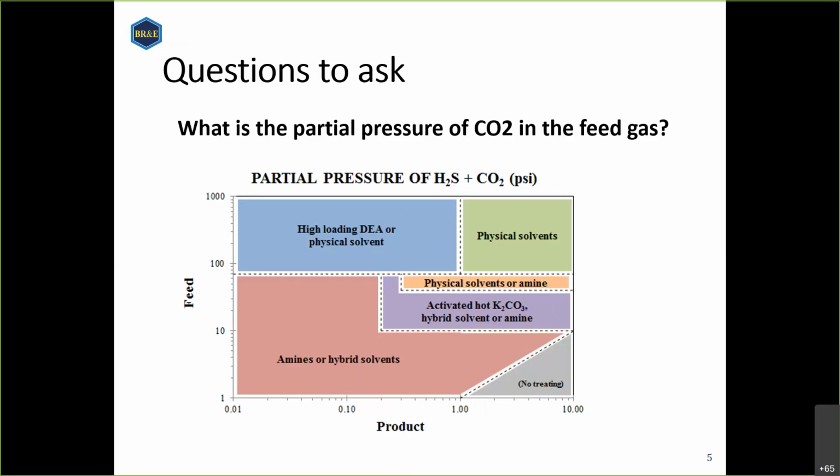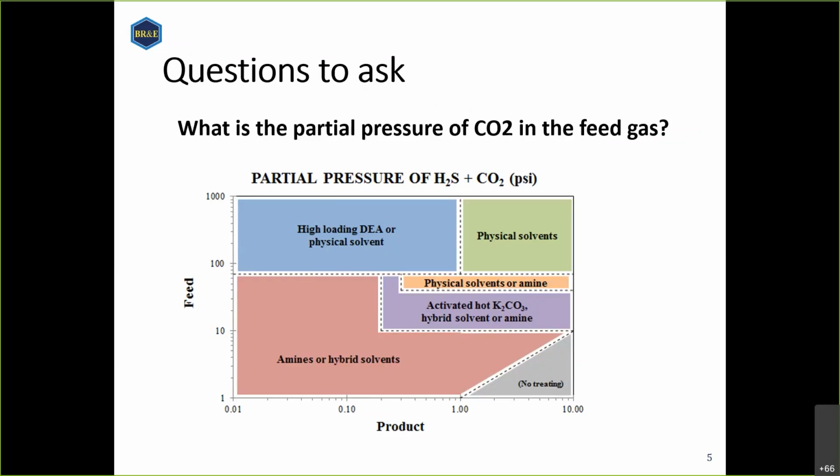So you see that line in the lower right-hand corner that starts at 1. That's actually the parity line, right? That's where the two are the same. And so we don't need treating if we're below that line. But if we're above that line, we do need treating.